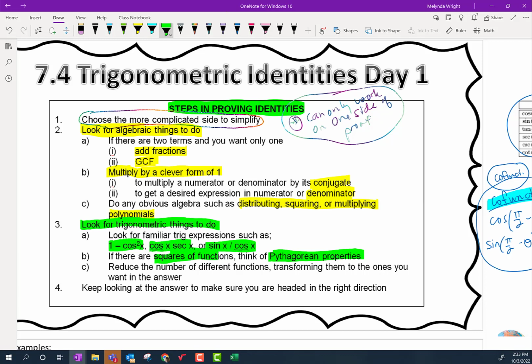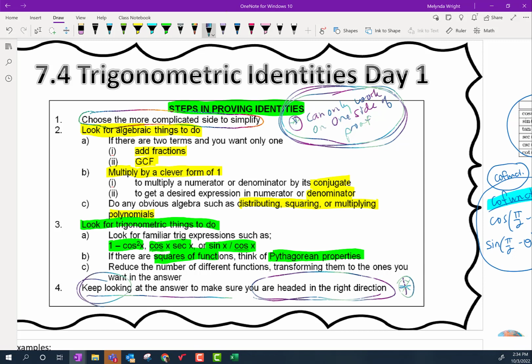So I circled at the beginning, only work one side. So I'll circle that again, only work one side. Our ending is we want to keep looking at the answer to make sure we're headed in the right direction. Okay, this is our beginning and ending statement. So work on one side and keep looking at the answer. Keep looking to see that we're going in the same direction that we want to go in.